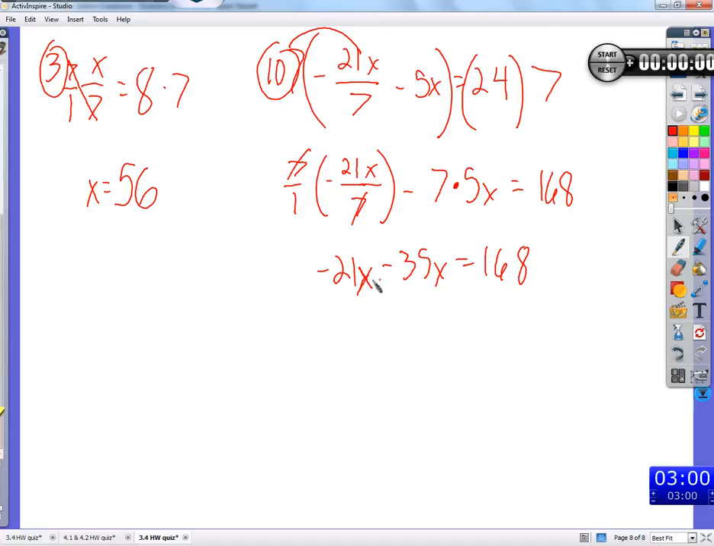I can combine like terms, they're both negative. Negative 56x equals 168, divided by negative 56. X equals 168 divided by 56. Negative 3. Negative 3.